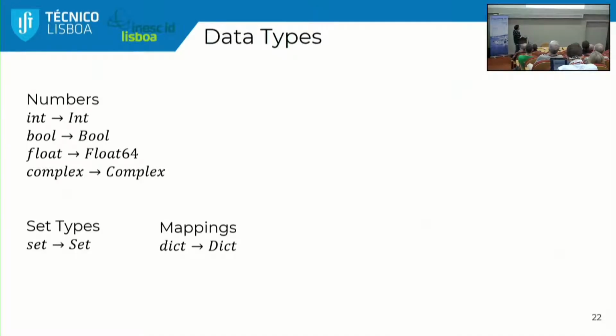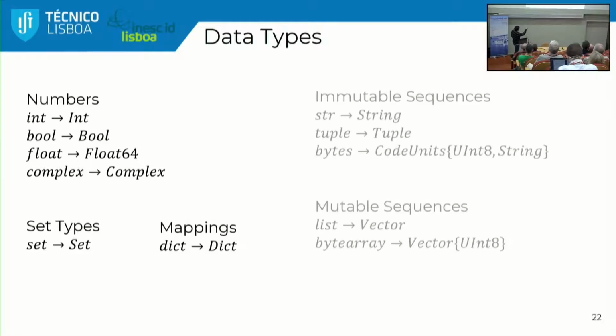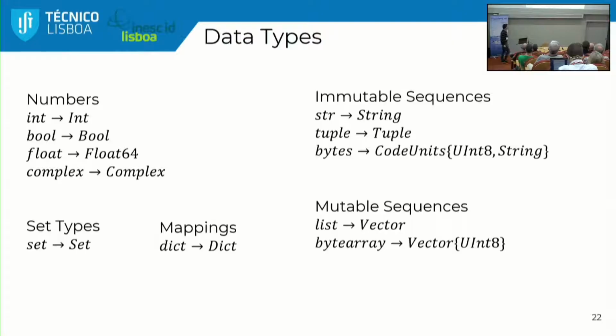It is when you start looking at immutable sequences that there start to be some differences. For instance, bytes maps to type code units in Julia, which is just like an immutable vector in Julia. And the byte array can be mapped to a vector of type uint8.